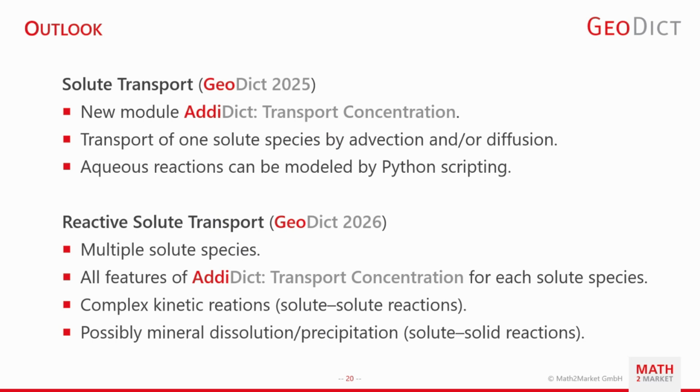In 2026 we are planning to support multiple solute species. Of course, those then inherit all the features from the single species transport solver. We will add some kinetic reactions, solute-solute reactions, so to say, aqueous reactions. From the perspective of a developer, those reactions can be arbitrarily complex. But it would help us, of course, if you would tell us which kind of reactions you're interested in, so that we can include them in the solver.